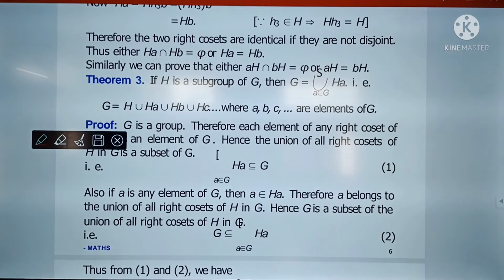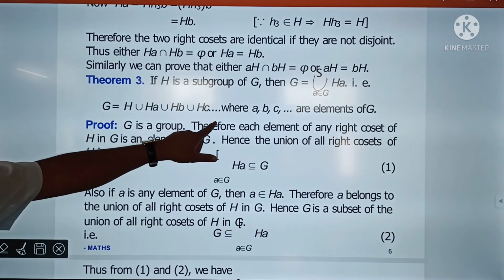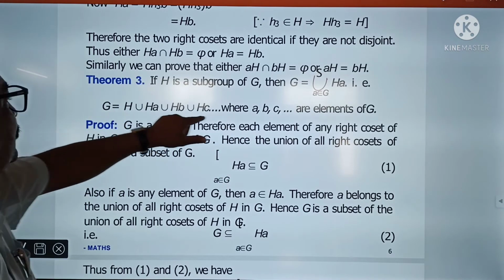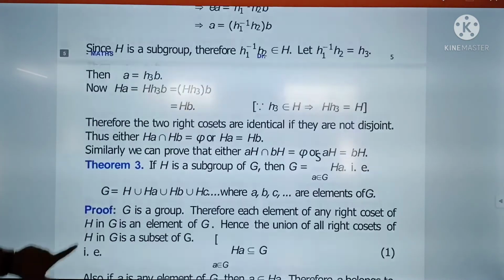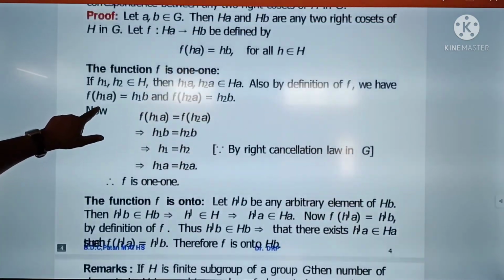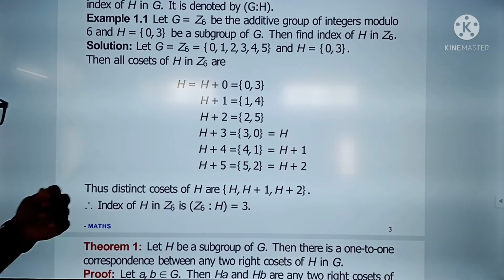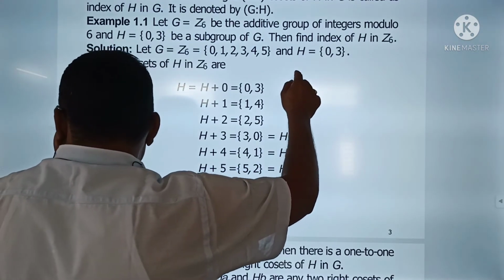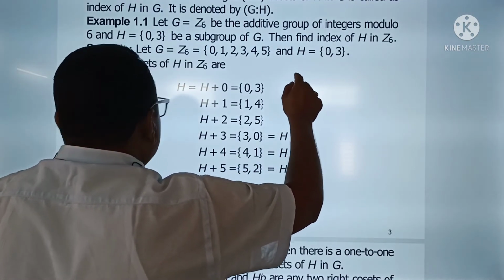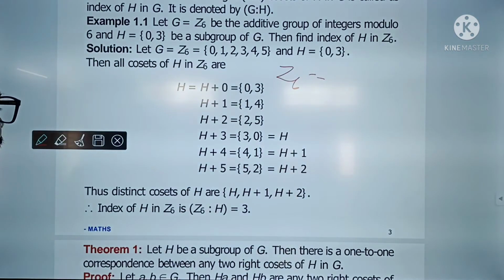Okay. So G means what? G is equal to H union Ha union Hb. These are the right cosets. We say they are the distinct right cosets. Again, we turn towards that example. This is also a simple example. That is, take down, what is Z6, we know that. So Z6 is here, 0, 1, 2, 3, 4, 5.